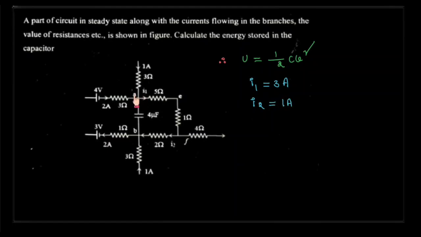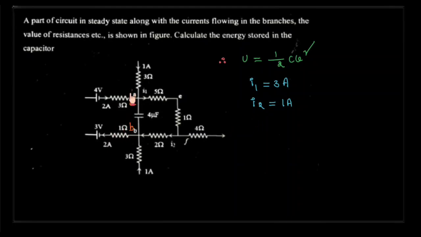Now using this loop, if we start from this point, this point is A and this point is B. It's not visible, 1 second. This point is A and this point is B.